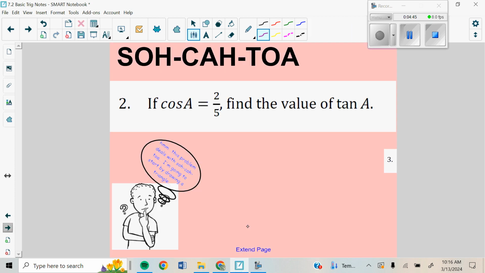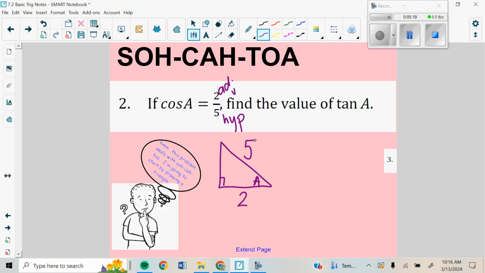All right. Then it says if cosine of A equals 2/5, find the value of the tangent of A. So what we're going to do is we are actually going to draw ourselves a triangle, and I'm going to call this corner A. I just usually drift towards using that bottom right corner. So cosine is our adjacent over our hypotenuse. So my adjacent is 2 and my hypotenuse is 5.